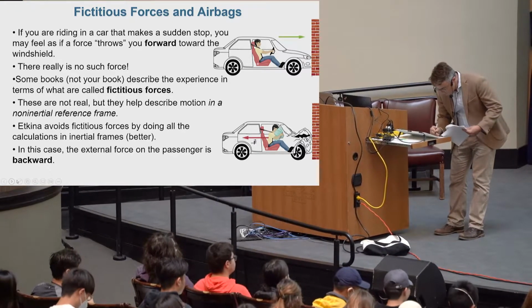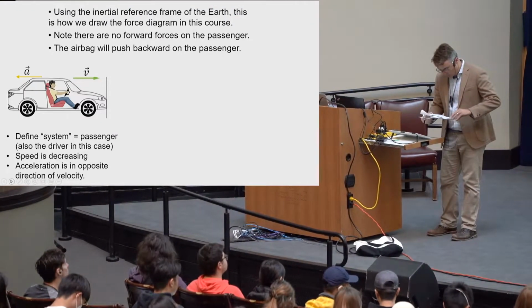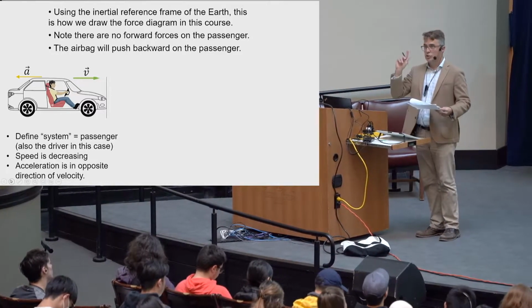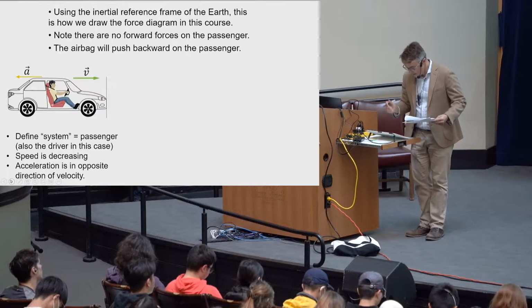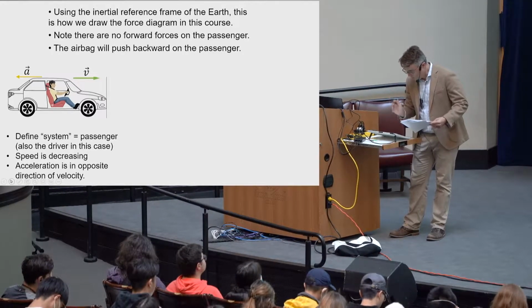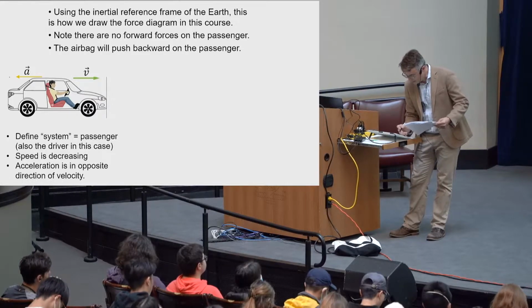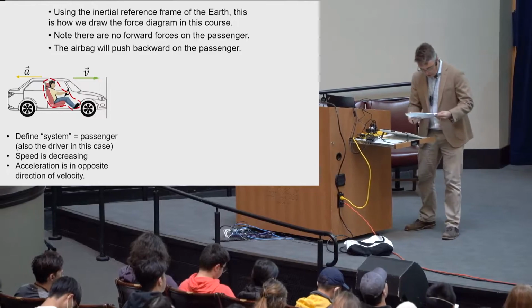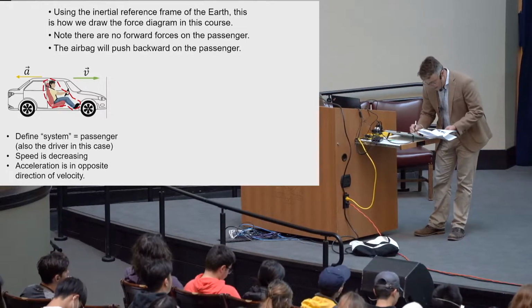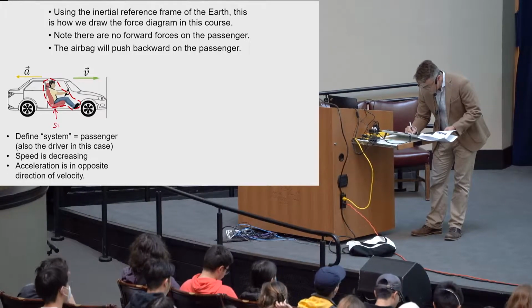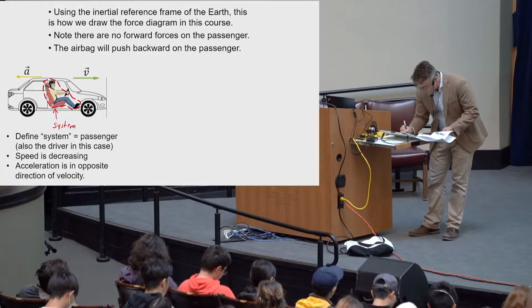So let's draw it out. Let's draw a force diagram for the guy in the car. Using the inertial reference frame of the Earth, this is how we draw the force diagram in this course. Note that there are no forward forces on the passenger. He's accelerating backwards. The first thing I'm going to do is draw the little dashed line around the passenger: define the system as the passenger.